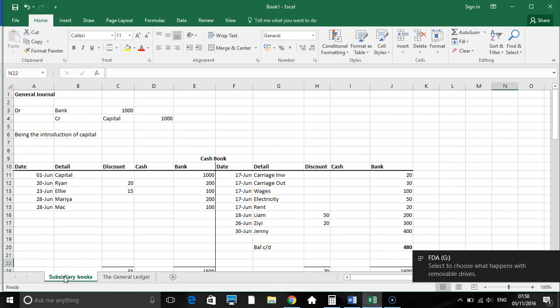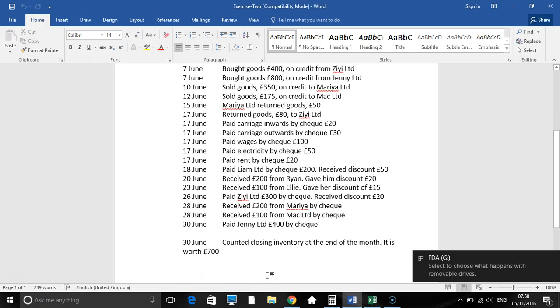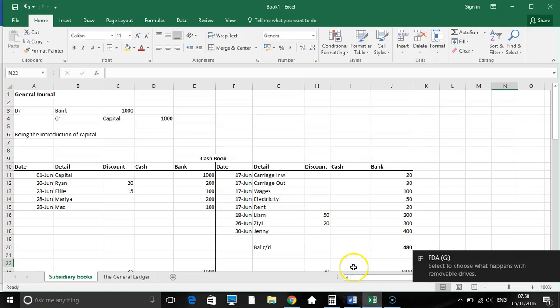Now one last thing we didn't talk about when we were finishing off our subsidiary books was that bit at the bottom here, where it tells us that you have this closing inventory here. This is on the 30th of June. You have this closing inventory at the end of the month, and we'll deal with that when we start preparing the T accounts, because I want to talk about cost of sales, but not before we start talking about T accounts.